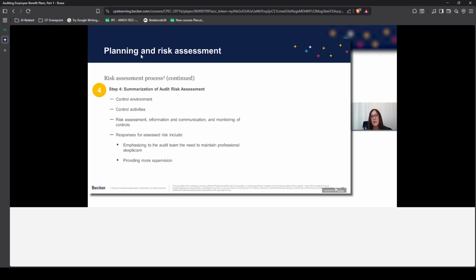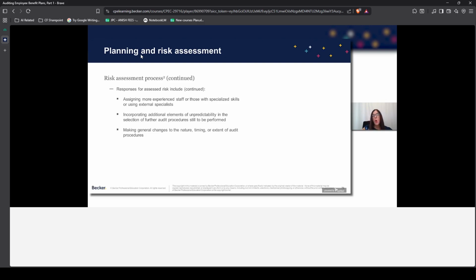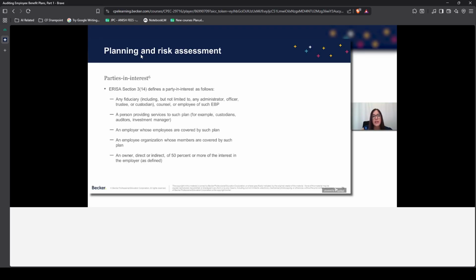And depending on the nature and the assessment, that will then drive the appropriate response, to where maybe we need to assign more experienced personnel, or we need to provide more supervision, or we need to change the timing of our procedures. It could be to incorporate more unpredictability. Any combination of those could be our responses to those identified and assessed risk.